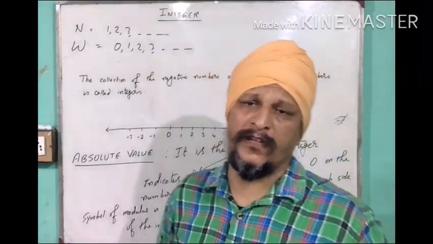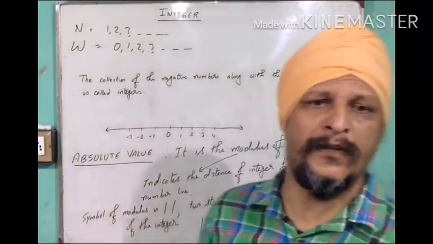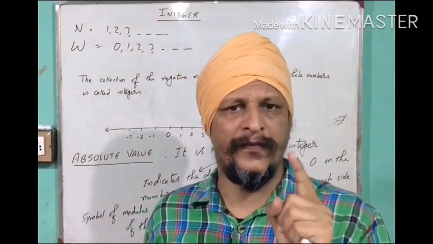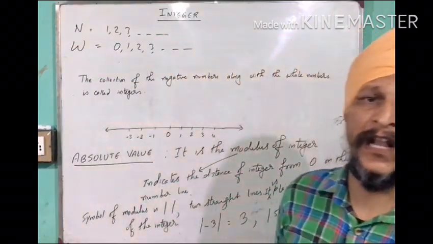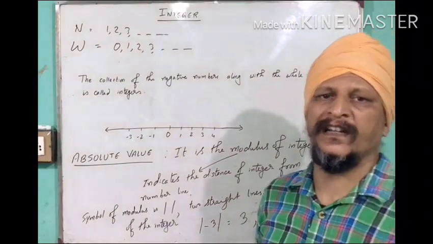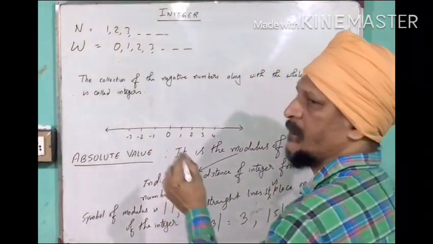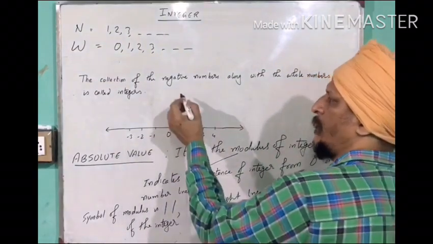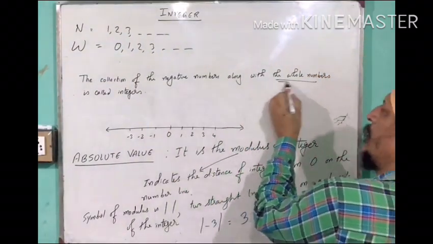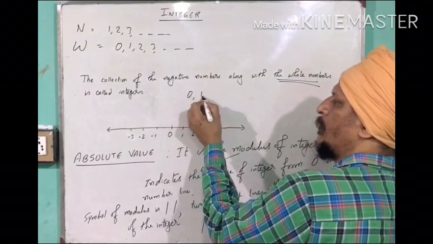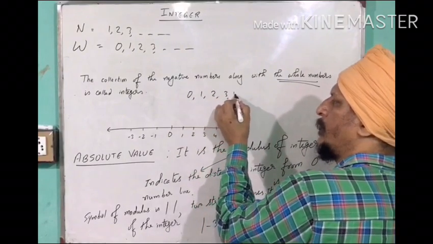But now the question arises, what do you mean by integer? Integer means what? It is the collection of negative numbers along with the whole numbers. That is called an integer. So now I am telling you how integers form. Suppose this is the whole number. Whole numbers begin from 0, 1, 2, 3, 4 and so on.